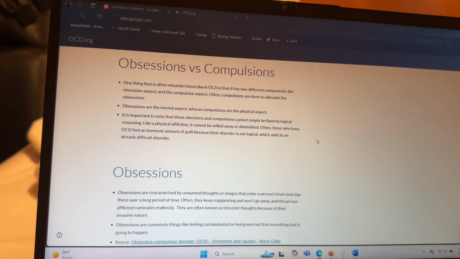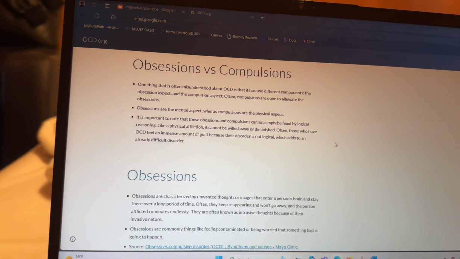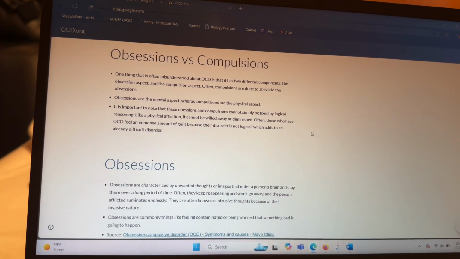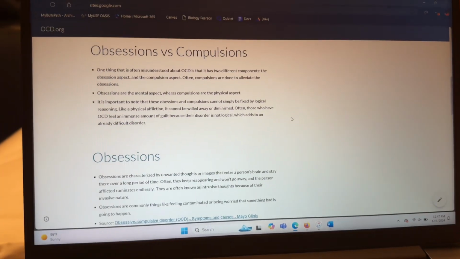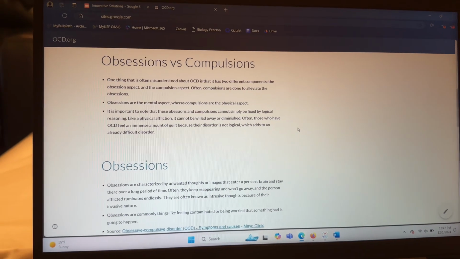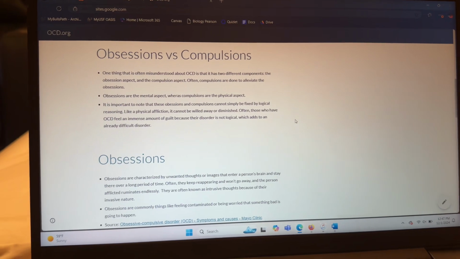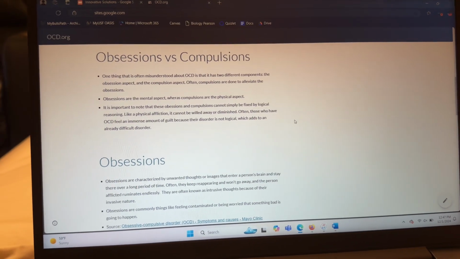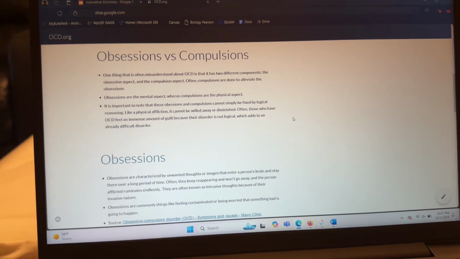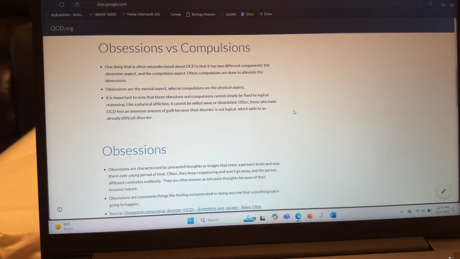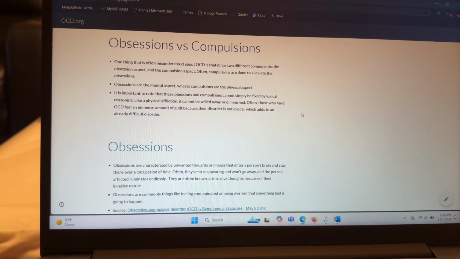Then I also decided to include some information about OCD. So this is kind of stigma and also just information. So obsessions versus compulsions, which are kind of the main two things of OCD. One thing that is often misunderstood about OCD is that it has two different components, the obsession aspect and the compulsion aspect. Often compulsions are done to alleviate the obsessions. Obsessions are more of the mental aspect and compulsions are the physical aspect. They're not always like that, but usually they are.